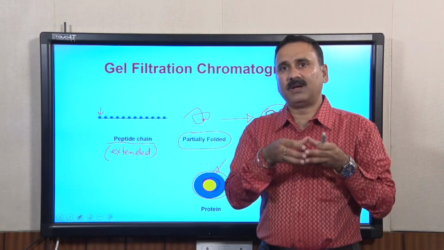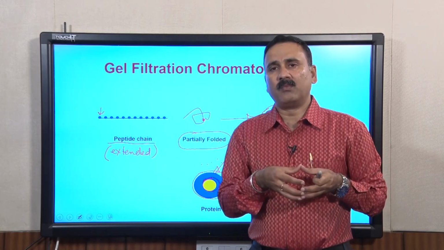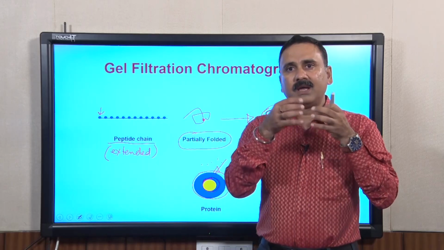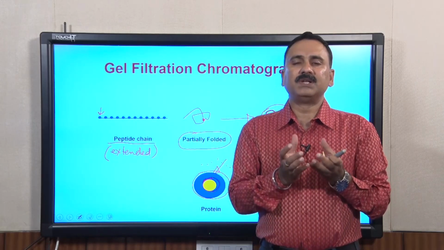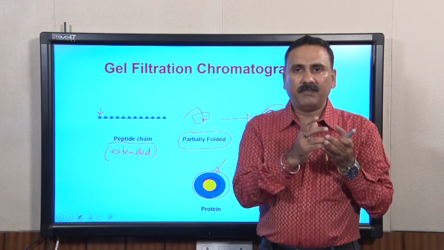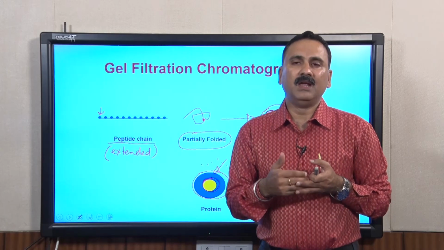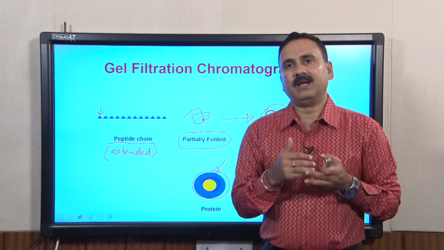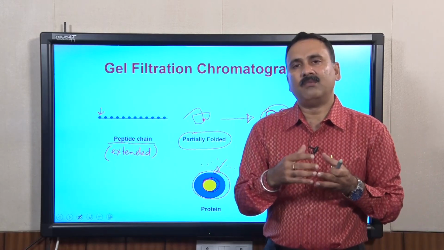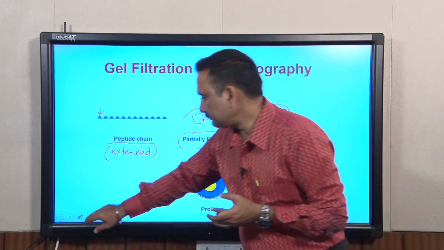And in this process, most globular proteins make ball-like structures, and if you compare these balls, you will be able to characterize these proteins as well as purify them. Let us understand this with a more elaborate example.